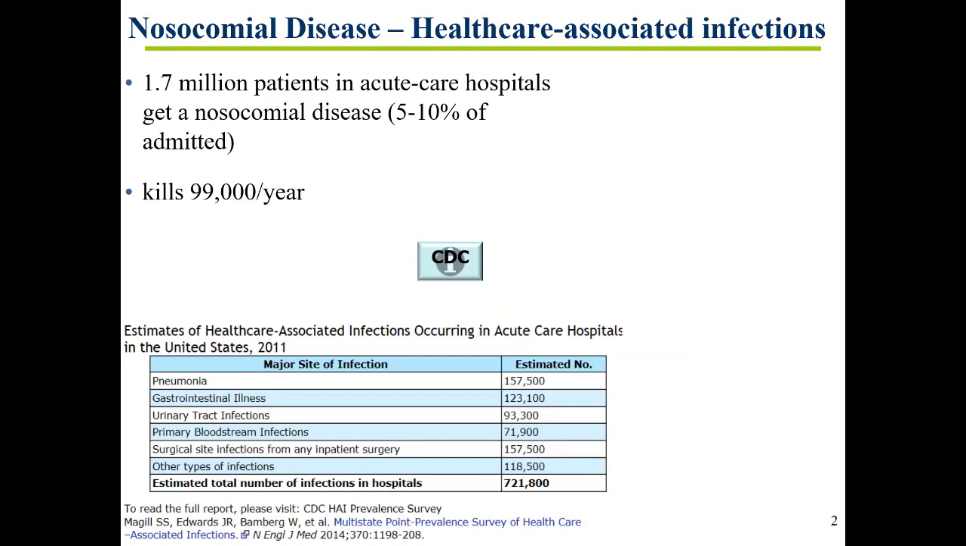Let's start with healthcare-associated infections, abbreviated sometimes HAIs with an S at the end. The other term you see for it is nosocomial disease or nosocomial infection. Nosocomial relates to the word hospital. However, do not just think that these are infections obtained by patients in the hospital.